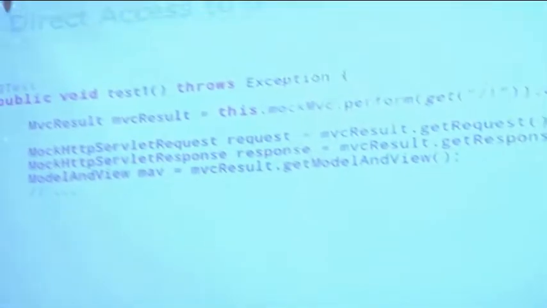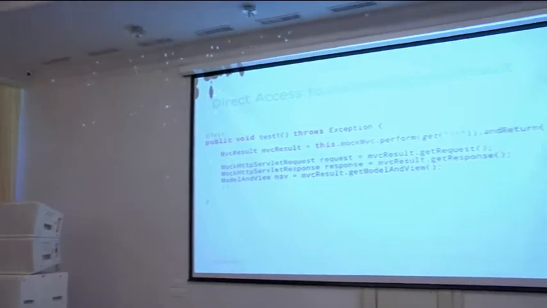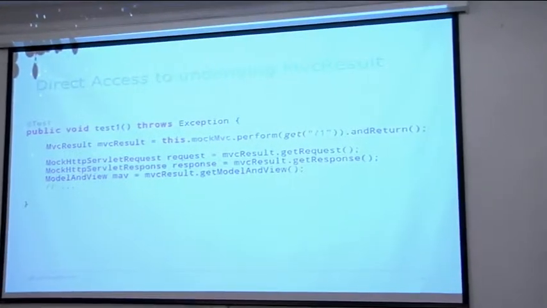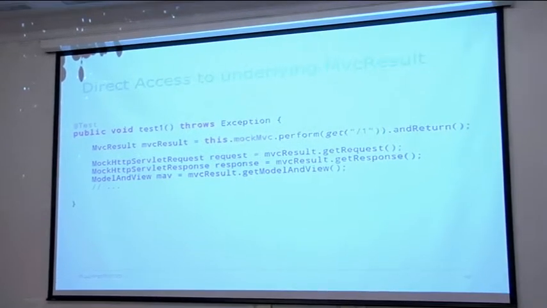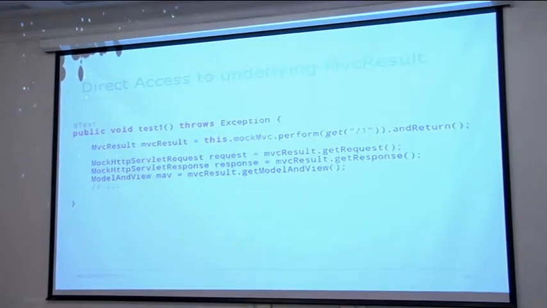Now, there are times when you need access to the underlying MVC result. Up to now, we've had this mock MVC, but we've just had things like perform and expect. When we were done, we didn't actually interact with the result on our own. In this case, we want to take the MVC result. We can actually get hold of the request and response, the model and view. For example, if you're testing asynchronous execution support, you want to get hold of the MVC result and make sure that the code is invoked asynchronously.